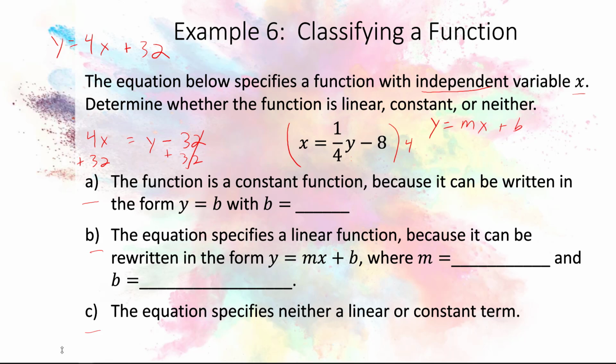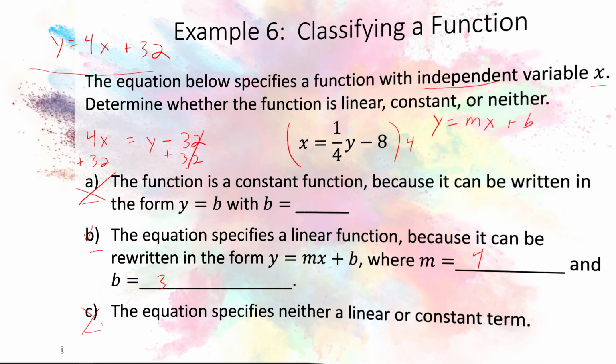Okay, so now we can take a look at our options. Is this function a constant function? The answer is no. This is a linear function because it's in slope-intercept form. So this is out. Does this function specify neither a linear or a constant term? Well, no, we actually have it right here in slope-intercept form. So B has to be the answer. It can't be C. Of course, there's more to do. We have it in the form y is equal to mx plus b. So in this particular case, m is equal to 4 and b is equal to 32.